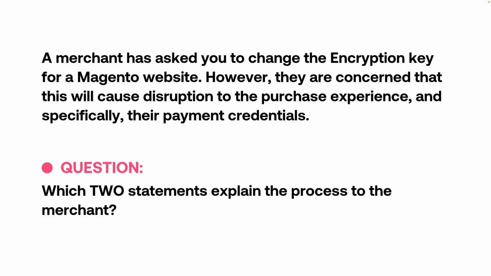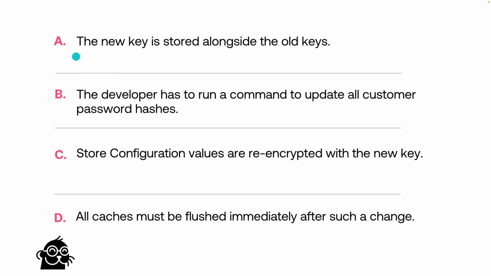A merchant has asked you to exchange the encryption key for a Magento website. However, they are concerned that this will cause disruption to the purchase experience and specifically their payment credentials. Which two statements explain the process to the merchant? Jumping ahead, the new key is stored alongside the old keys. The developer has to run a command to update all customer password hashes. Store configuration values are re-encrypted with the new key. And finally, all caches must be flushed immediately after said change.